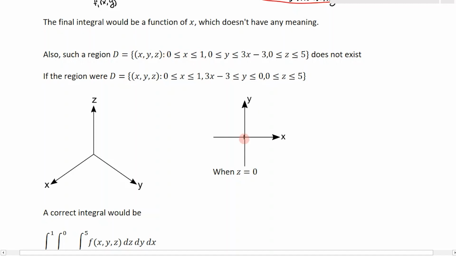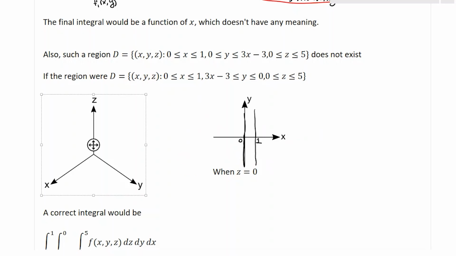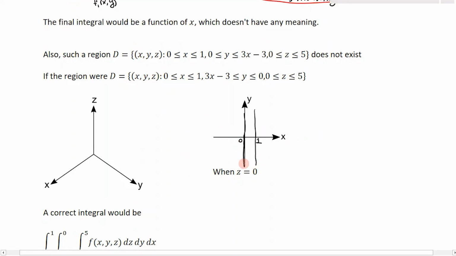x needs to be between 0 and 1. Okay. So we have 0 and 1. y needs to go from 0 to 3x minus 3. 3x minus 3 is like this, where this is negative 3. So this would be y equals 3x minus 3. Sorry, actually, I'm not quite drawing it correctly. Okay, so 3x minus 3 would have negative 3 as the y-intercept. And a slope of 3, right?